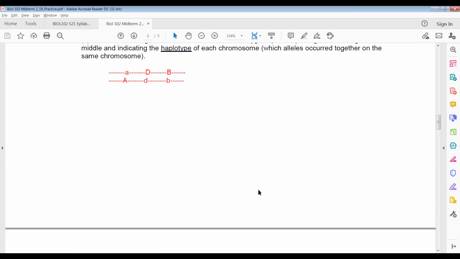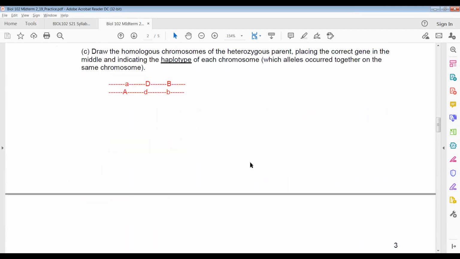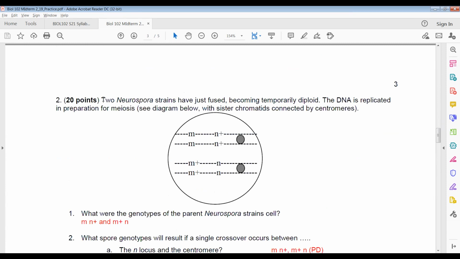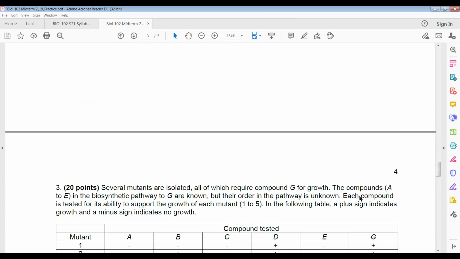So hopefully, you can see this is important, the 3-point test cross. So spend some time on this. And also in Neurospora, the 3-point test cross is also important.